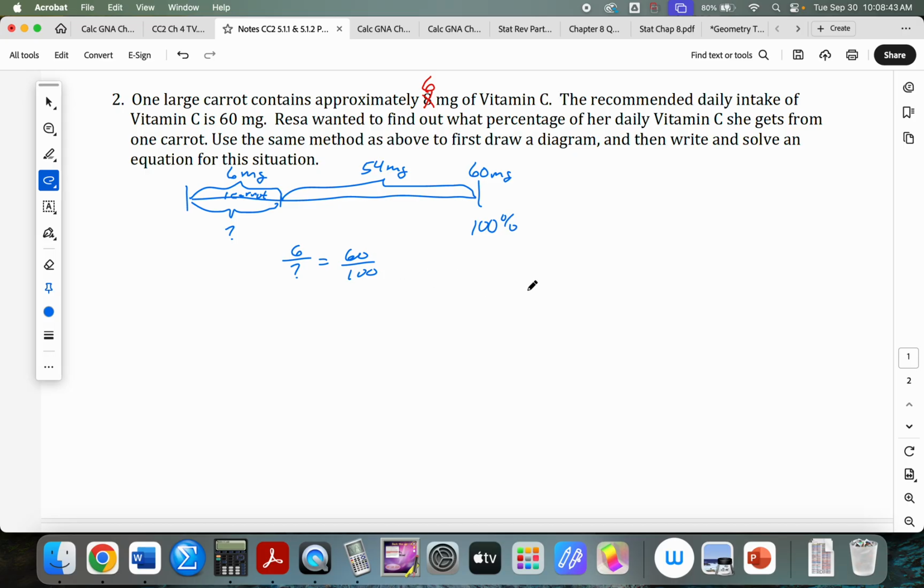Whichever one has numbers in it, we'll reduce that. 60 over 100 reduces to 6 out of 10, and I'm going to stop there. Could I go further? Yes. But once I've reduced it to that, what's the question mark equal to? 10. So it's 10%.